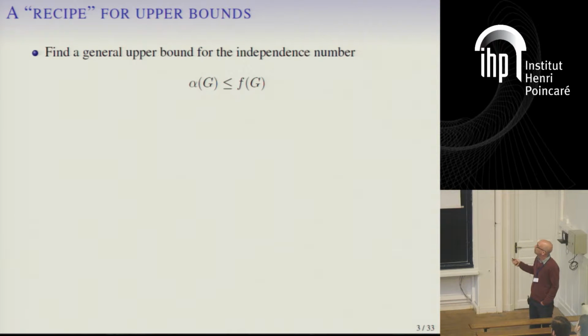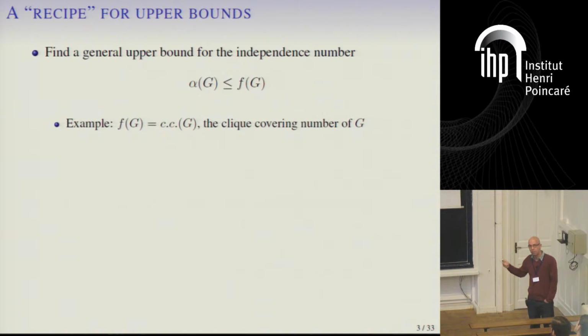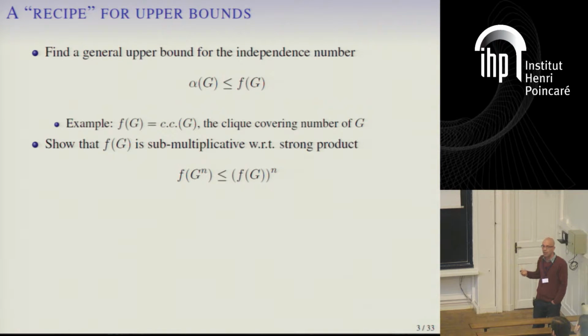So let's say you find some f of G that always bounds the independence number of a graph. For instance, this f of G could be the vertex clique covering number of the graph. This is always an upper bound for alpha of G. Now, once you have this, you might want to check if that f of G happens to be submultiplicative with respect to this product of graphs. So whether f of G to the n is upper bounded by f of G taken to the nth power.